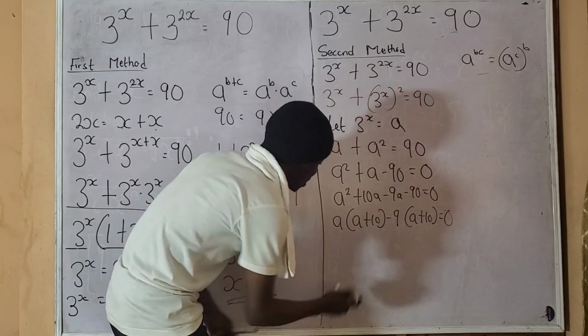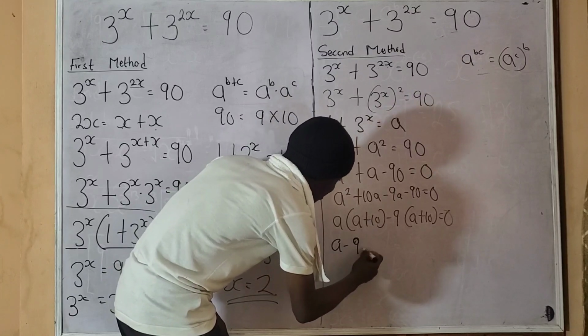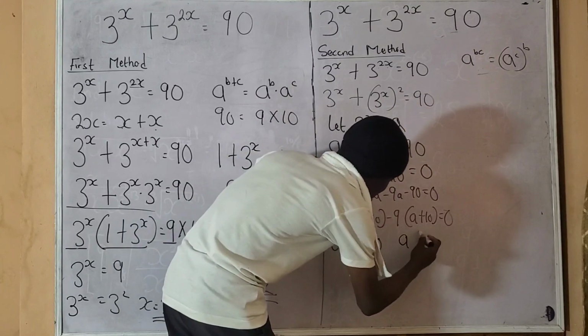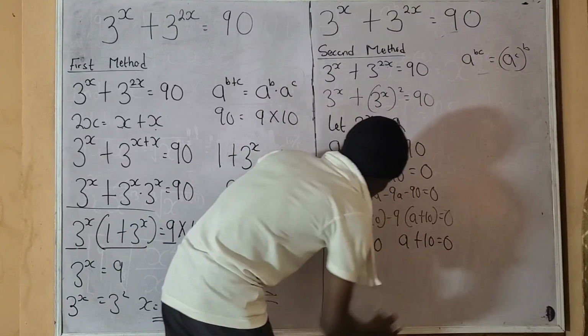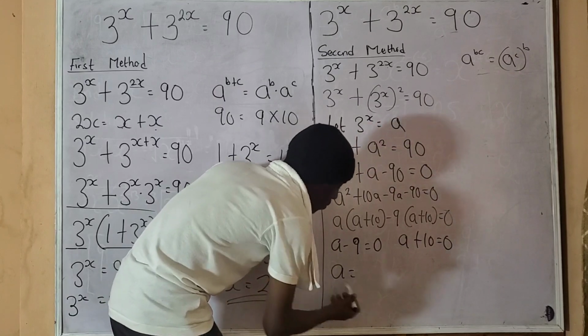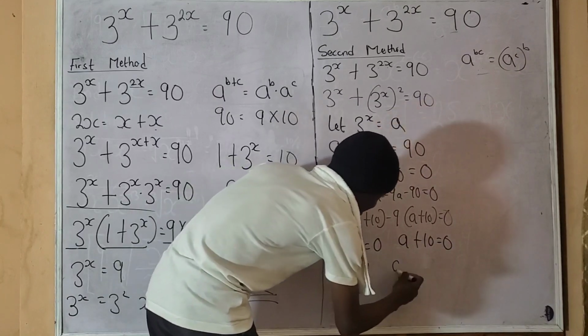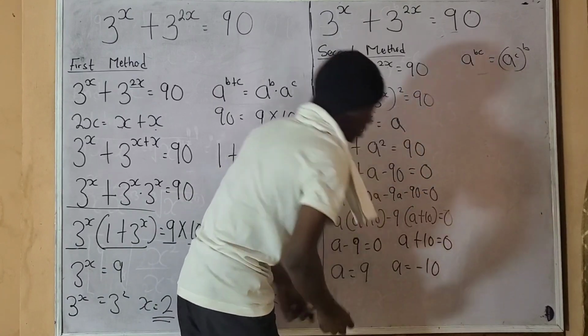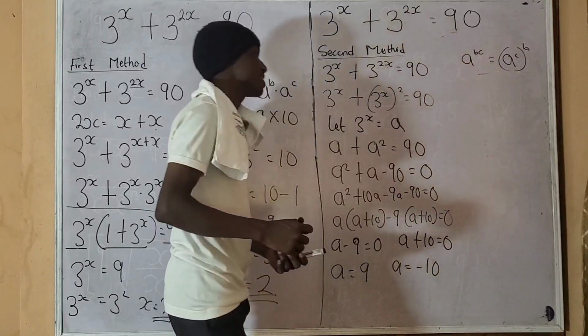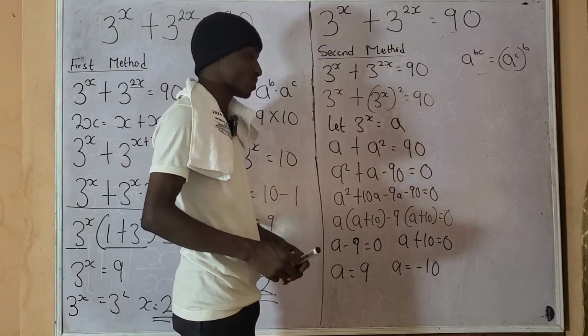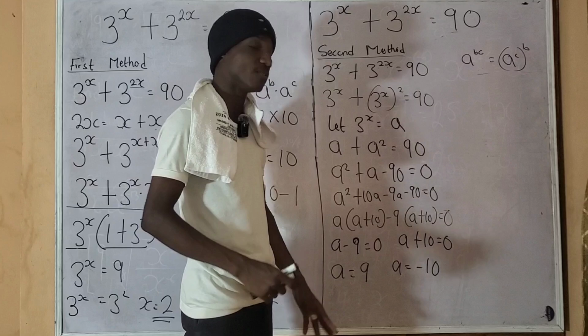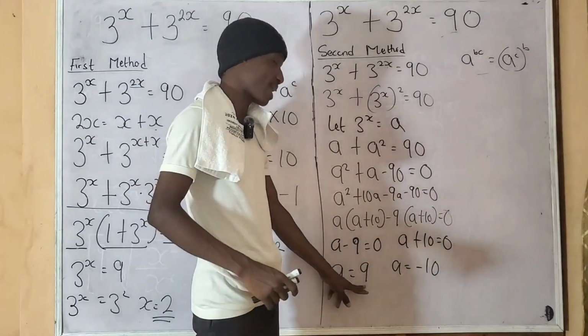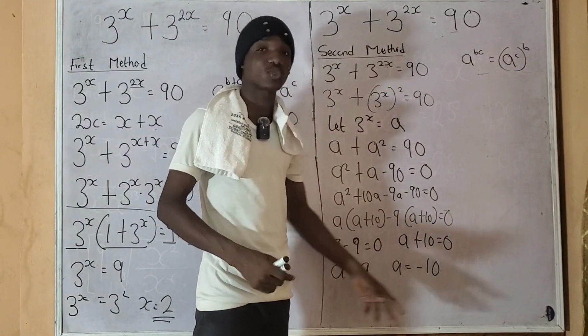Now listen, I'm going to have a minus 9 equals 0, then a plus 10 equals 0, right? a equals 9 or a equals negative 10. Okay, so let us test the value of a that satisfies this equation. Okay, we have two values of a. The first value is a equals 9, and the second we have a equals negative 10.